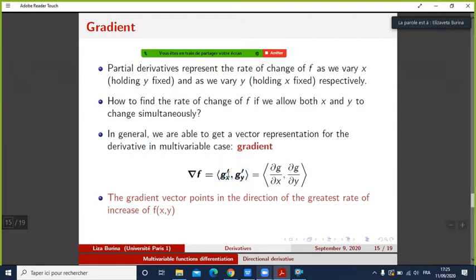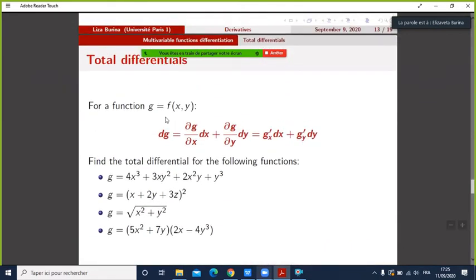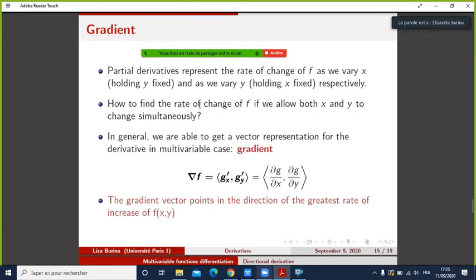So G and F, here you should think of them in this way. G is f of x and y. F stands for function. So when I say this, I know how it's called, nabla, right? This letter. Whatever. Gradient of f, it's the partial derivative of this function with respect to x and the partial derivative of this function with respect to y.